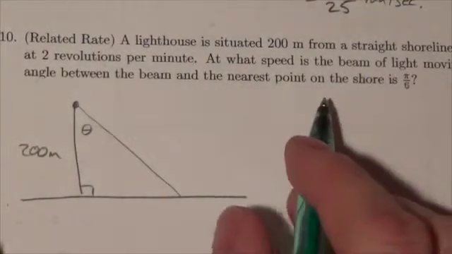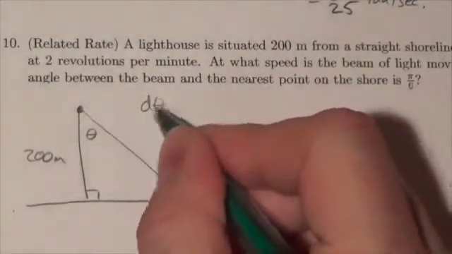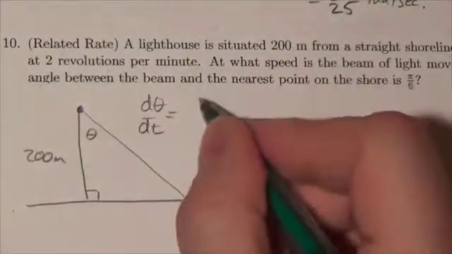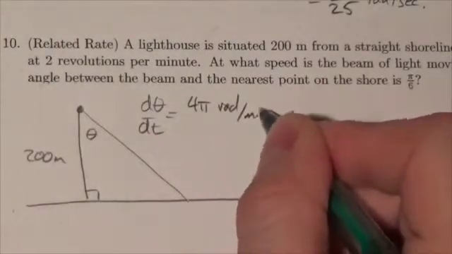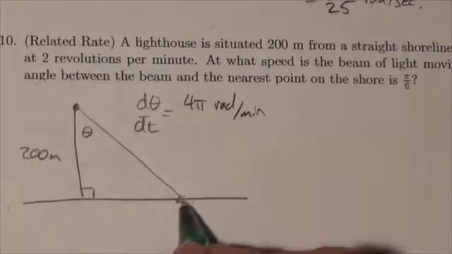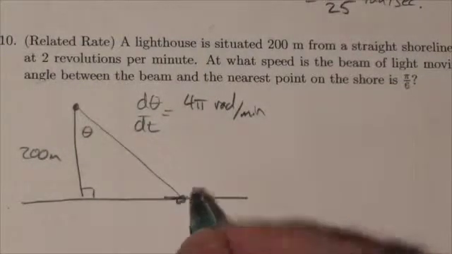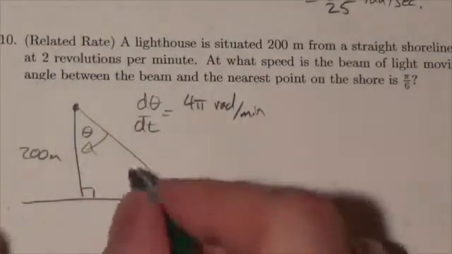Now we are given some information about that. We know that that thing is rotating at 2 revolutions per minute. So d theta by dt here, at 2 revolutions per minute, is going at 4 pi radians per minute. Now, I'm interested in how fast this point along the shore is moving. This thing is moving clockwise. It's moving this way.